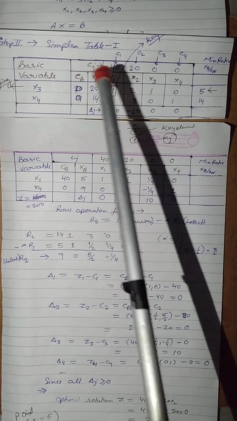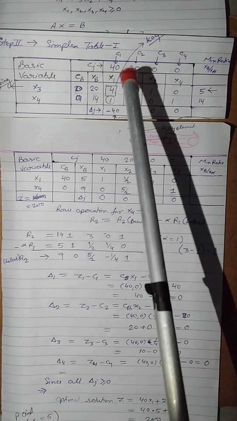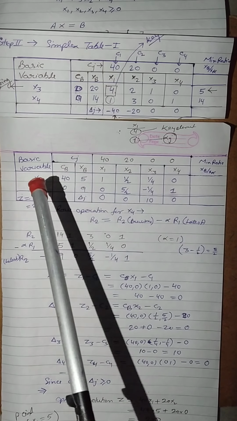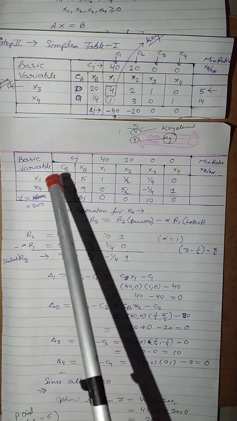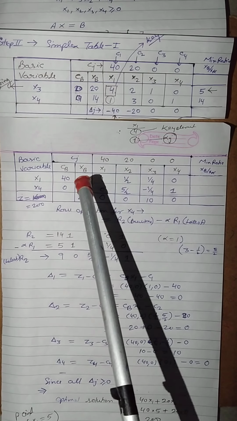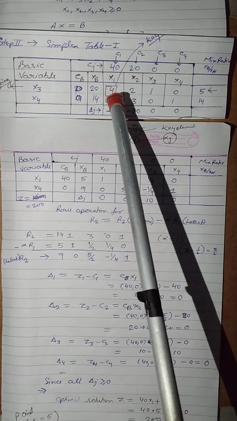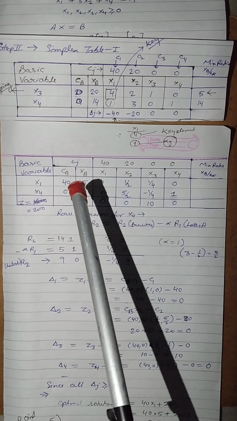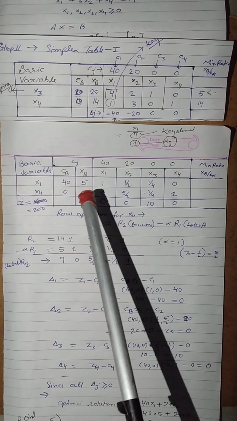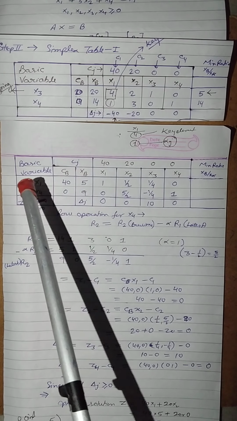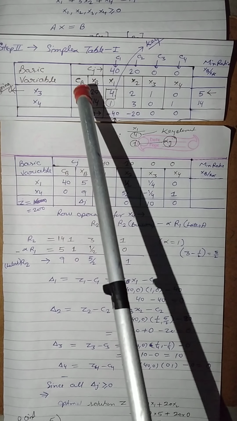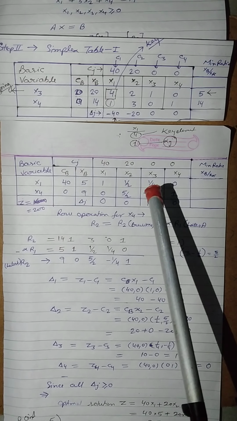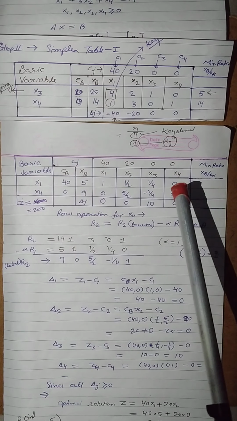The coefficient of x1 in the objective function is 40. So at the place of cb, at the place of c1, we put 40. After dividing all the elements by 4, which is the key element in simplex table first, the row number first is 5, 20 divided by 4 is 5, 4 divided by 4 is 1, 2 divided by 4 is 1 upon 2, 1 divided by 4 is 1 upon 4, and 0.